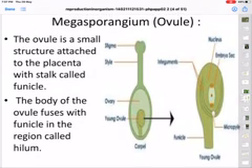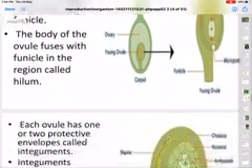The ovule is a small structure attached to the placenta with a stalk called funicle. Look at the funicle here, elongated one at the bottom, young ovule, and you can see 2 sides, micropyle end, and on the other side the embryo sac is present. And you can see the body of the ovule fuses with the funicle in the region called hilum. Look at the part hilum, right?